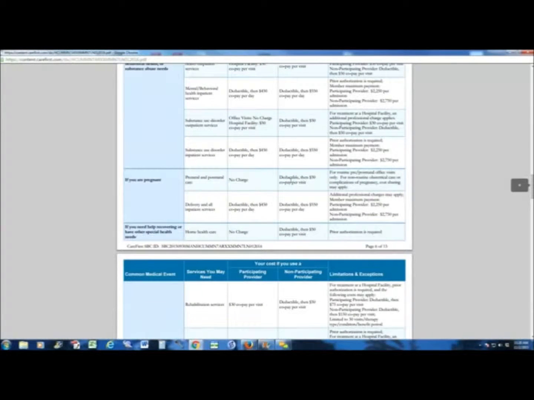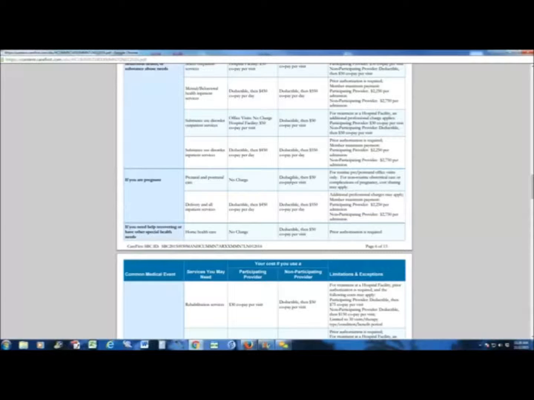If you're pregnant, you need to pay attention with this. This has prenatal and postnatal care. You are not paying any type of copay, deductible, or anything to go get sonograms, things like that for your prenatal and postnatal care. You do need to make sure that the doctors code it appropriately, because it should be covered at no charge to you.